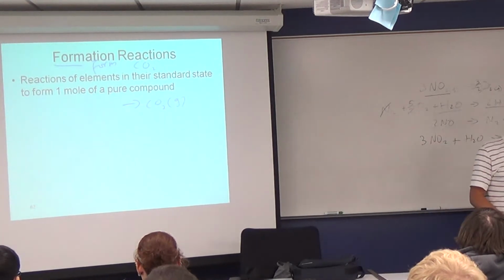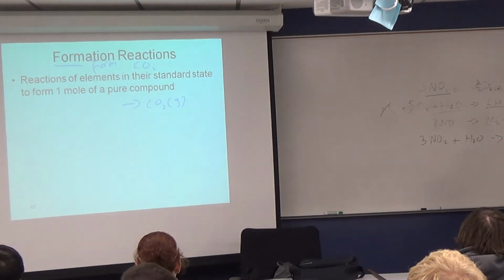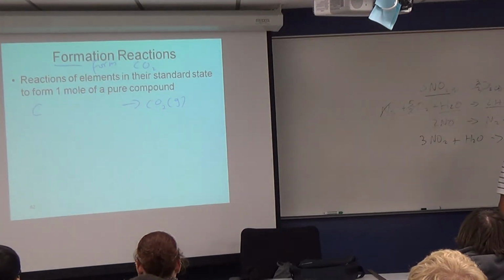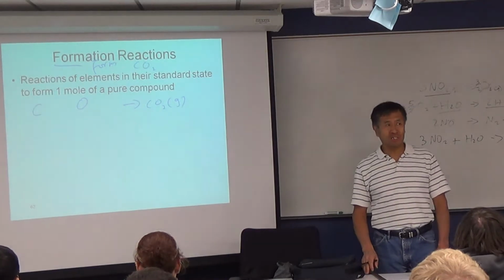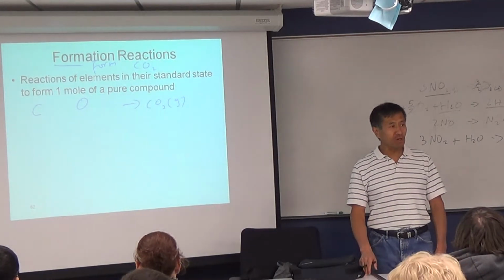Right. So you need to identify. You want to produce CO2. That means you need carbon, and you need oxygen. So you first identify you need these two types of elements, and then you just identify what is their standard state, or what is their stable state.